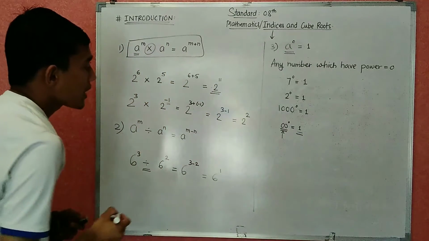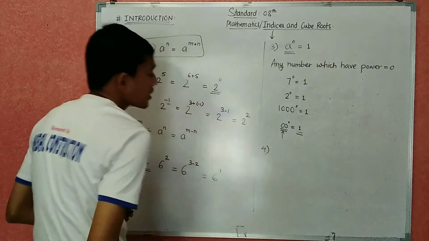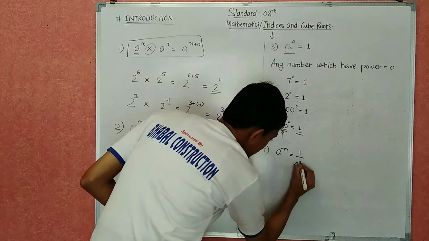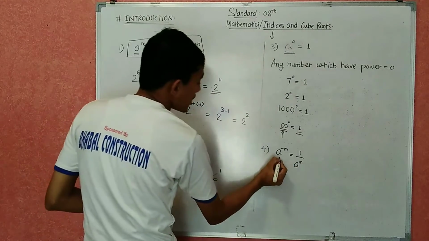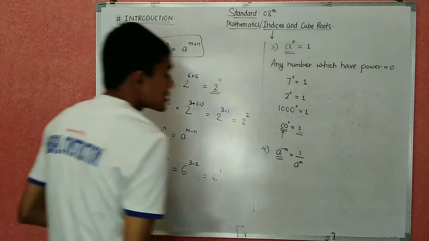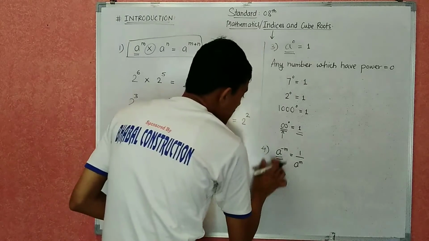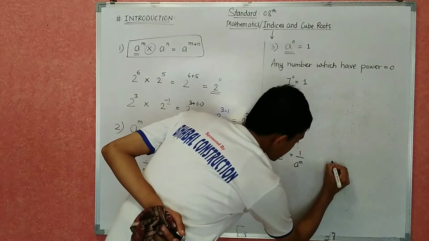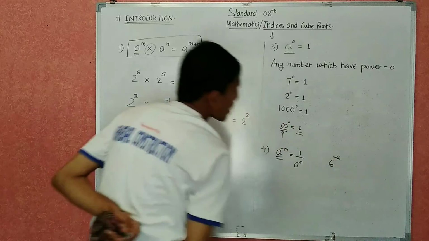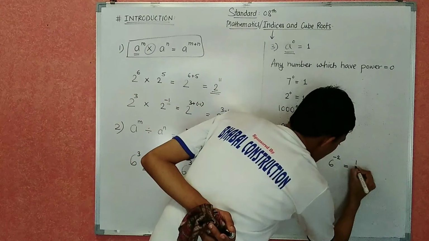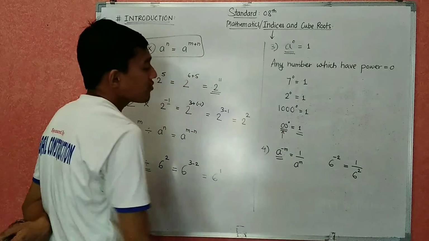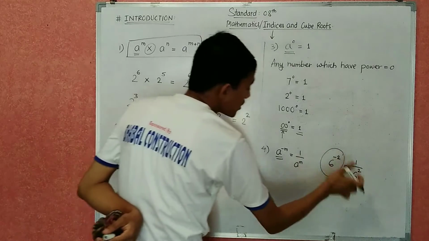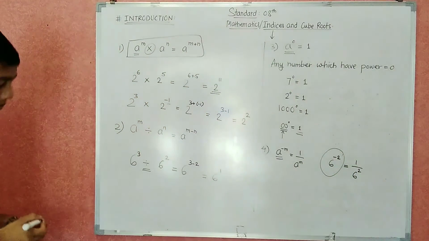Now the fourth formula is a raised to minus m is equal to 1 upon a raised to m. If the power of any index number is negative, we can take the reciprocal of that number. So a raised to minus m will be equal to 1 upon a raised to m. For example, 6 raised to minus 2, we can write this as 1 upon 6 raised to 2. If we do not want this negative sign in our number, we can take the reciprocal of that particular number.